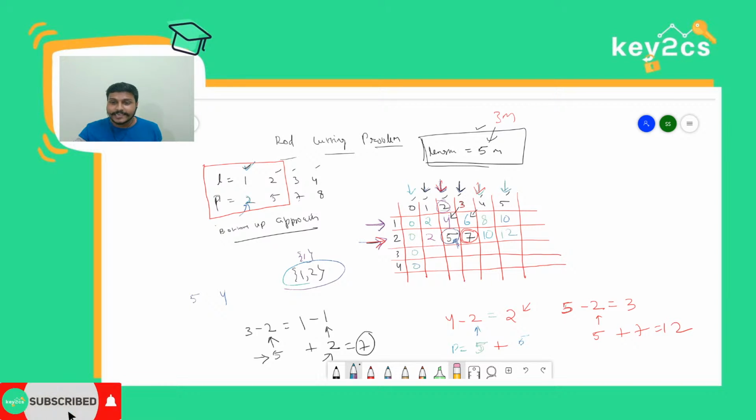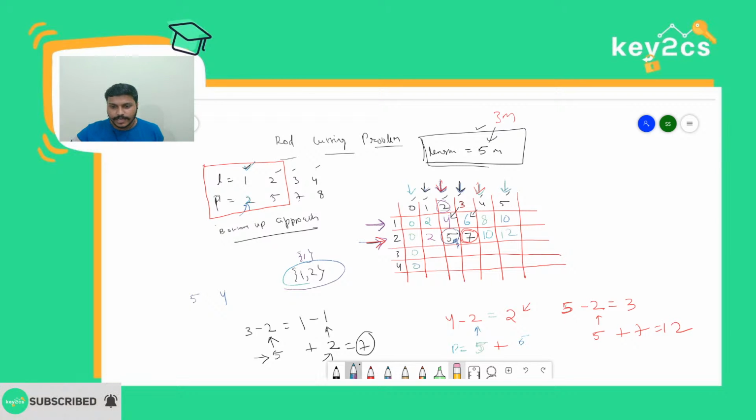So to make 3 meter, I don't have to think. Already I have stored the profit value to make a 3 meter rod. In the same row, go to the column where I have stored the value. You will just go to this column value 3 in the same row and get the value 7. So 5 plus 7 equals 12 is the profit here. Okay, continuing the same operation.